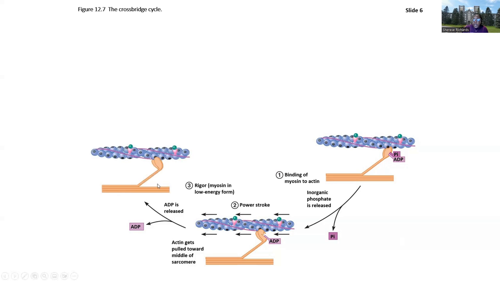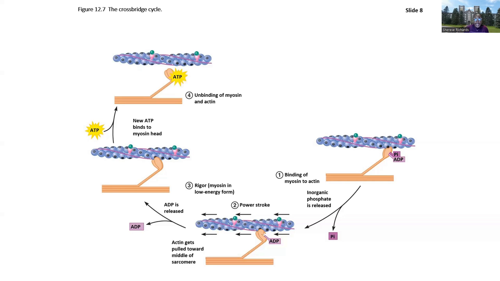Here, myosin is going to enter its low energy form. So once that ADP is released, myosin is in its low energy form, as we can see. And now a new ATP is going to come and bind onto that myosin head once again. And now myosin is going to be in its state where it doesn't want to engage with actin. Okay.